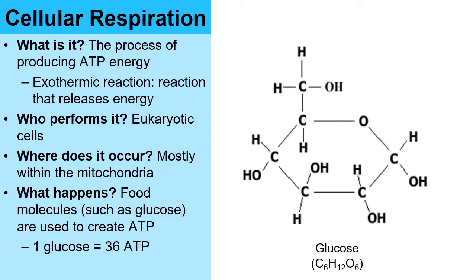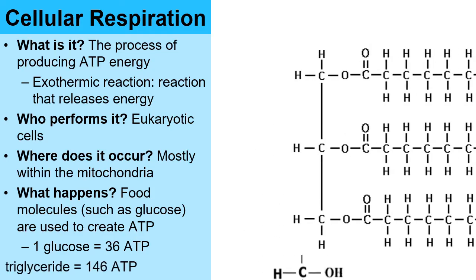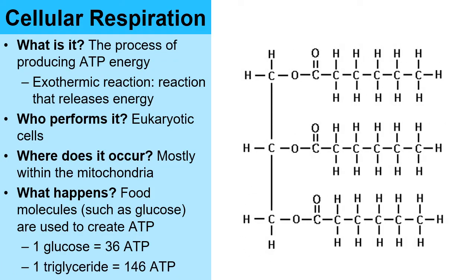And one molecule of glucose through the process of cellular respiration can actually yield about 36 molecules of ATP. When it comes to lipids and triglycerides, that number is even greater. One triglyceride can yield 146 ATPs. Well, let's actually get into the process now.